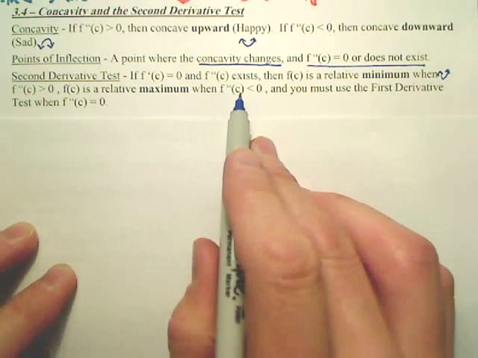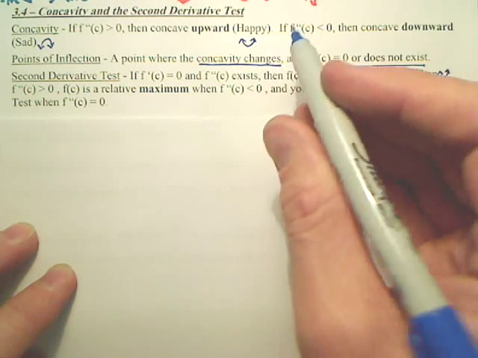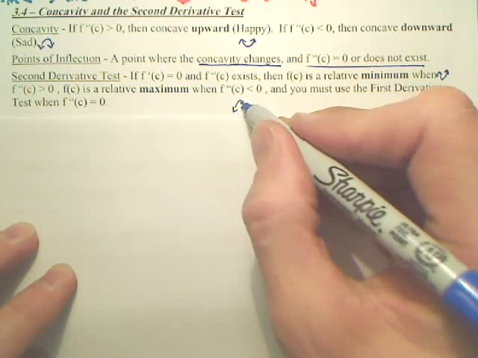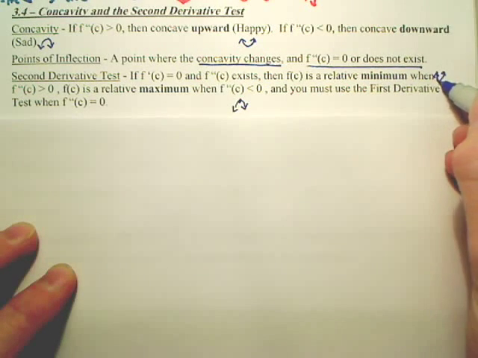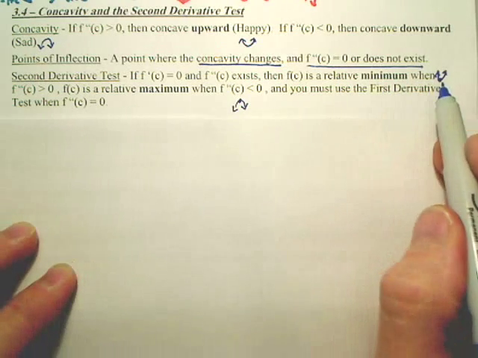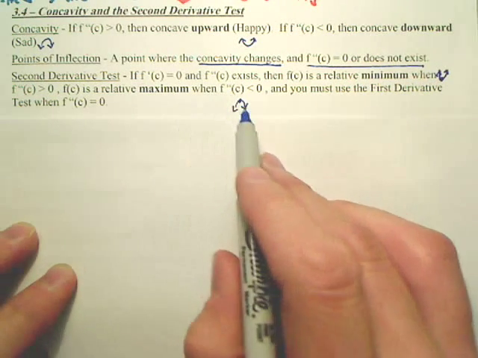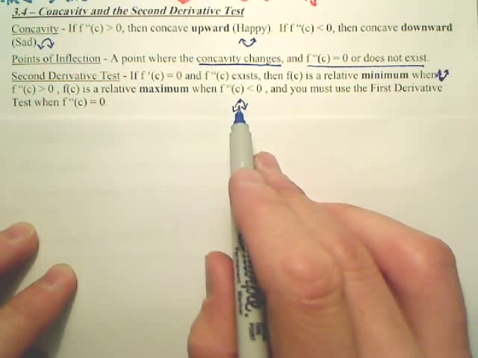It's a relative maximum when the second derivative is less than 0. So isn't that saying it's sad? So isn't that a max? It's a minimum because it's happy. It's a maximum because it's sad. That's what it's trying to say.